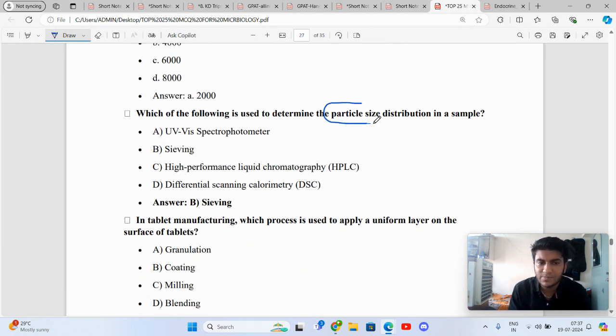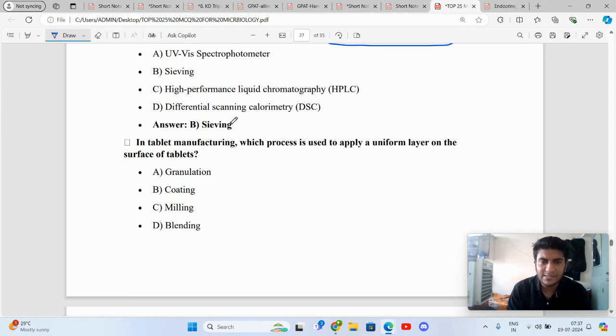Particle size distribution. When we talk about particle size, obviously it comes to sieving: coarse, moderately fine, fine, and very fine. There are different grades of powders. So the right answer is sieving.